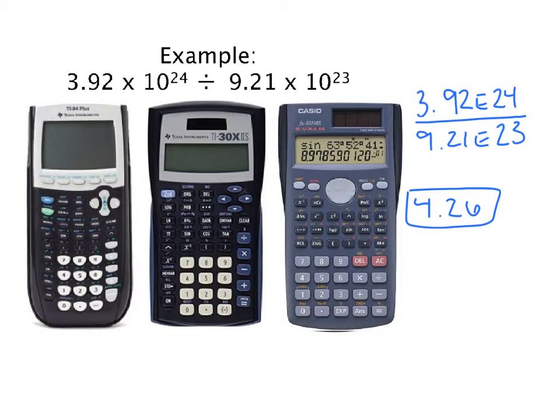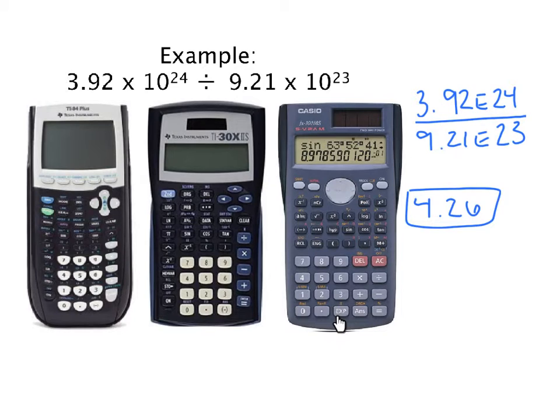There's a lot of students that use Casio instruments as well, and so I want to point out what those will look like. Over here, we would type in 3.92, and then you're going to hit this button down here that says EXP. The EXP is standing for the same thing that EE was standing for over here. You will not hit the multiply button, you will not hit the 10 button.